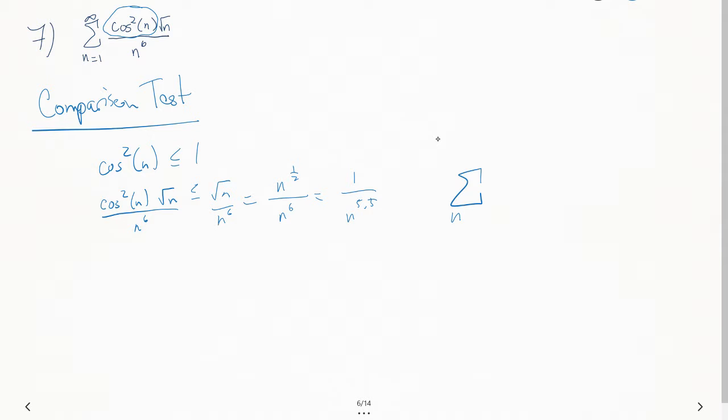So we have a sum n equals 1 to infinity of 1 over n to the 5.5. This is a convergent p-series.